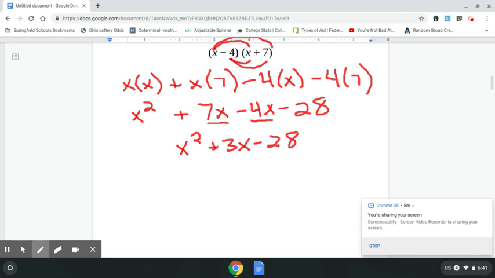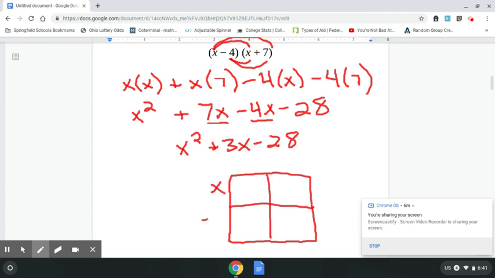Let me show that to you with the box method. Let's see if I can fit it down here. So I draw my 2 by 2 box. I've got my x and negative 4. I've got my x and positive 7. X times x I know is x squared. Negative 4 times x is negative 4x. 7 times x is 7x. And negative 4 times 7 is negative 28.